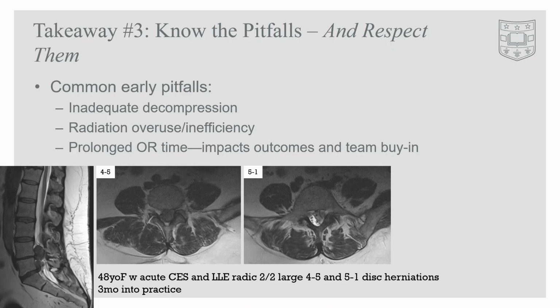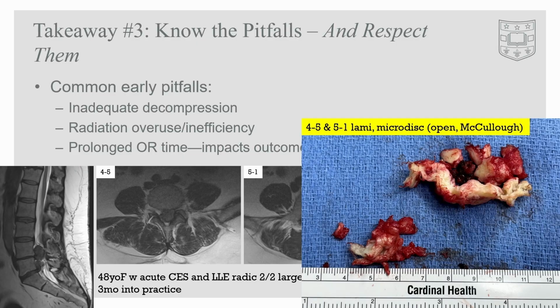So this is a 48-year-old female who presented with acute cauda equina syndrome and left lower extremity radiculopathy secondary to very large L4-5 and L5S1 disc herniations. This was 3 months into my practice. At that time, I wanted to do everything that I absolutely could to just make sure that she was completely decompressed. So I did this, quote unquote, open. This was an L4-5 and L5S1 laminectomy with microdiscectomy. She is thankfully neurologically intact now and regained all of her function. At the time, that was what I felt was the safest and most reliable way to treat this woman.